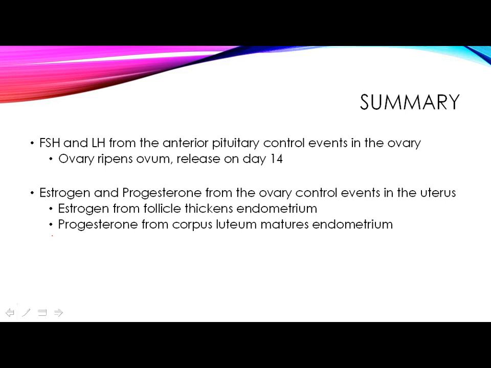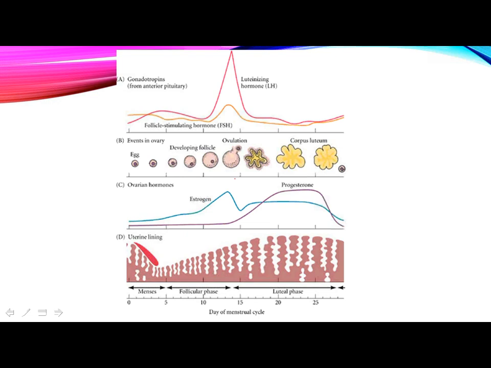So estrogen and progesterone. Progesterone is from the corpus luteum. So I guess we're still talking ovary. It controls what happens in the uterus, that secretory phase, thicken the endometrium, and then fully mature it. And again, there's that picture that takes us to the end.